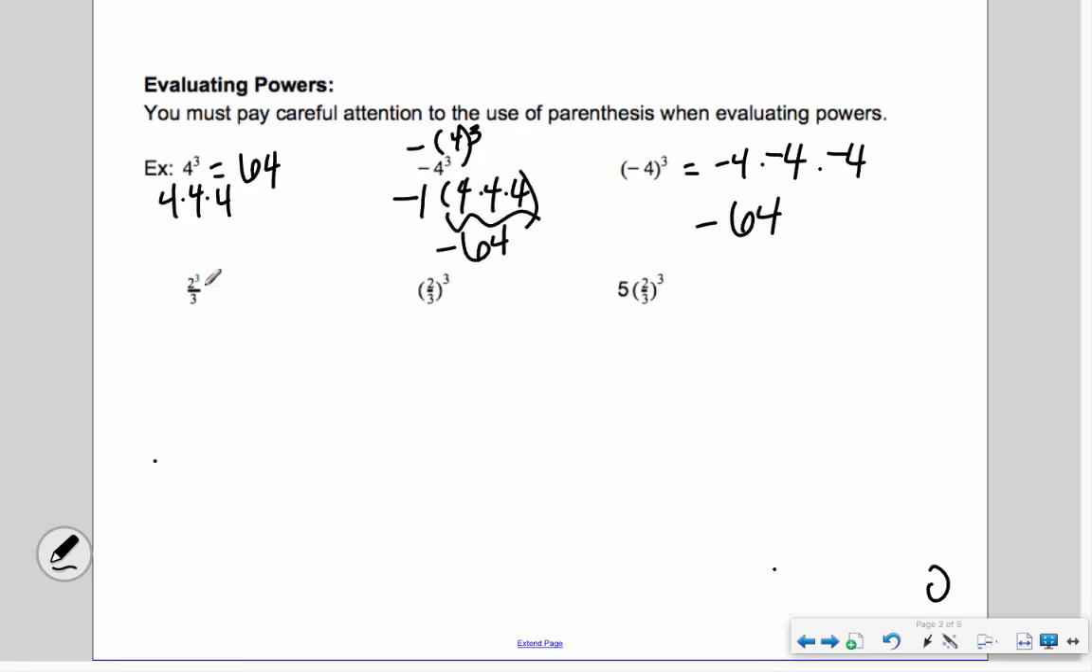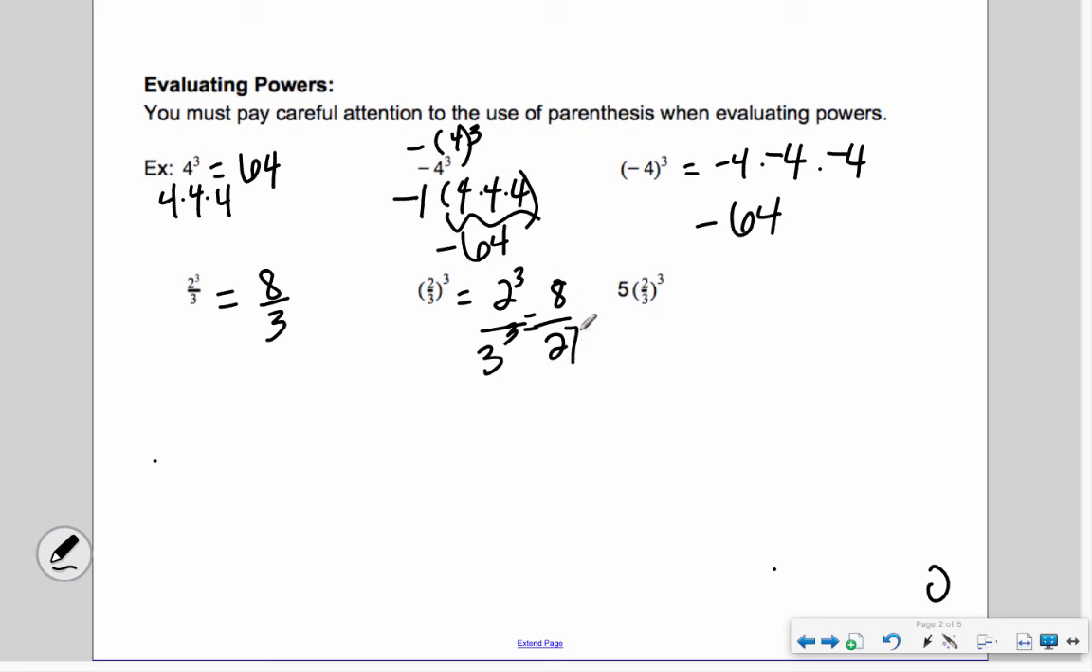All right, let's go back. Let's take a look at this one. It says 2 to the 3rd power over 3. In this case, the only thing I'm raising to the 3rd power is the 2. 2 to the 3rd power is 8 over 3. 8 over 3 cannot be simplified, so that would be my answer. This one has the fraction in parentheses, so that means this is the same as 2 to the 3rd power over 3 to the 3rd power, which is going to be 8 over 27.